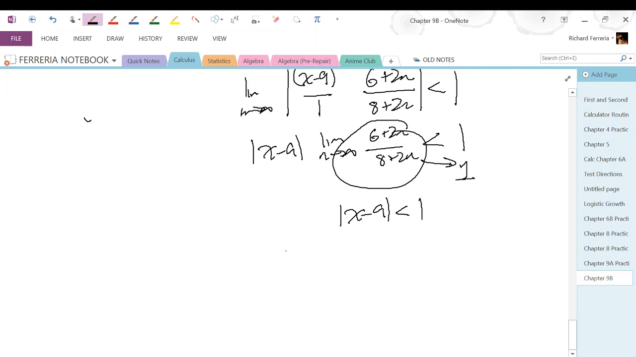The open interval is x between, let's see, 9 minus 1 is 8, 9 plus 1 is 10. So we need to check 8 and 10. Every time we use a ratio test, we have to test the endpoints.